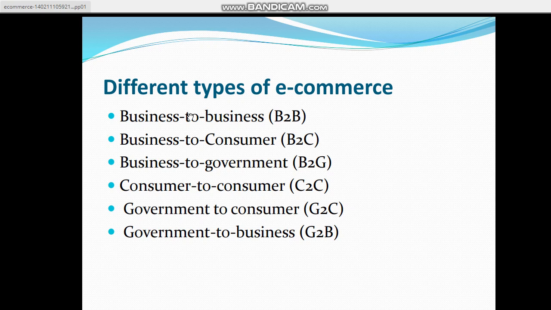And what are the different types of e-commerce? E-commerce has six types: business to business, B2B, business to consumer, B2C, business to government, B2G, consumer to consumer, C2C, government to consumer, G2C, and at the last, government to business, G2B.